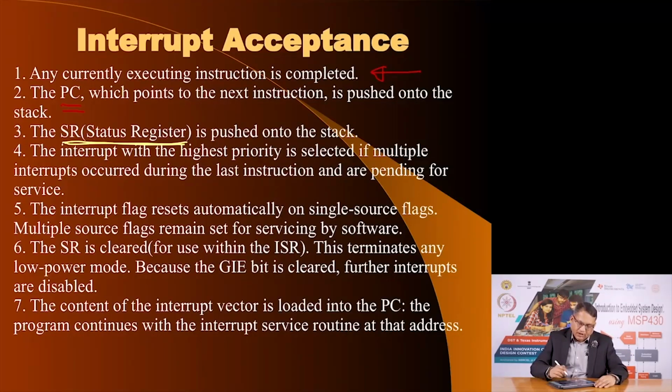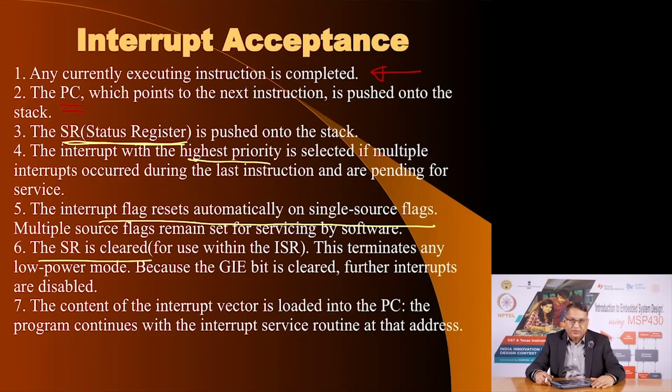Now, if multiple interrupts have happened, it would prioritize and give the highest priority to the higher priority interrupt and execute the subroutine related to that interrupt. The interrupt flag resets automatically on single source flags, meaning if there is a source of interrupt which is not shared with other sources, the moment the interrupt is recognized, it will reset this flag, so that next time another event happens on that source, it can be captured. It also clears the status register within the interrupt subroutine.